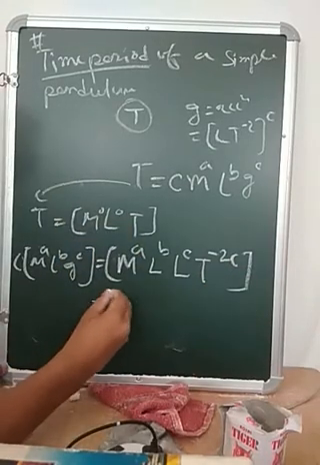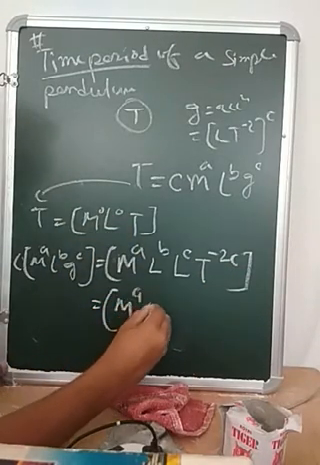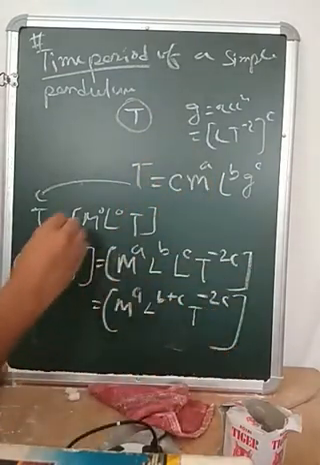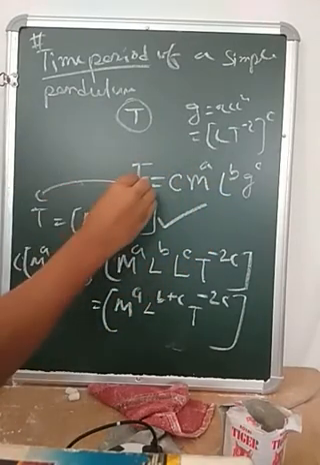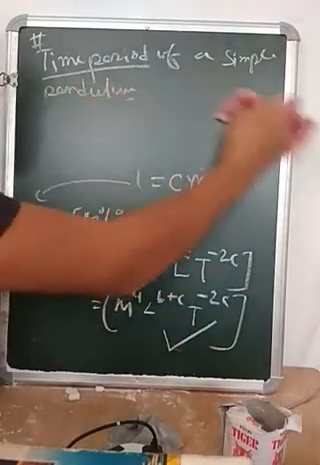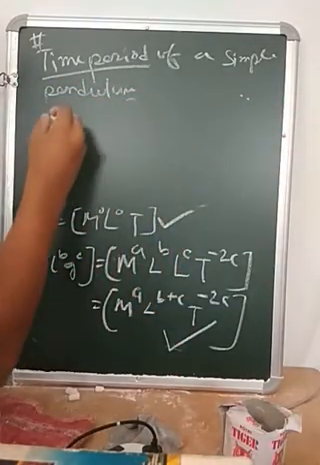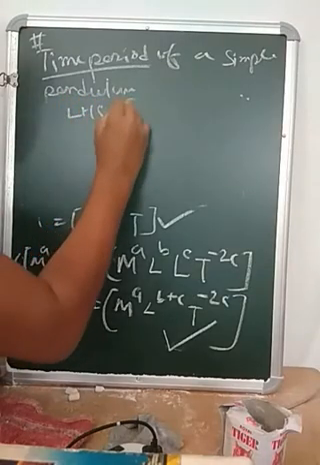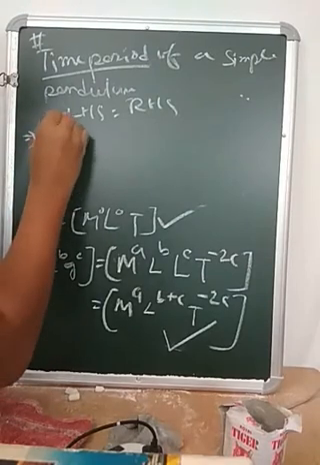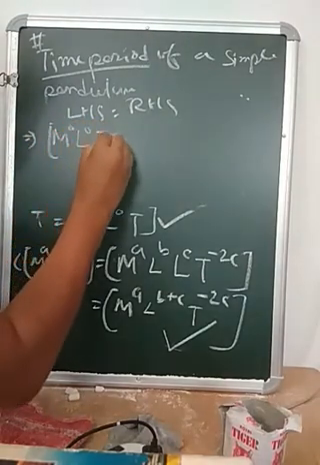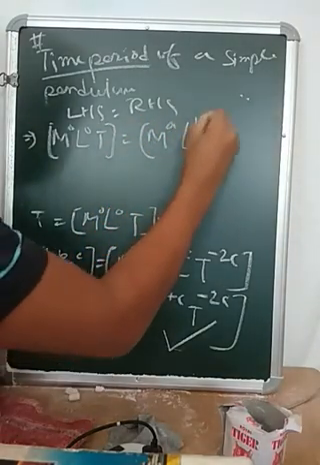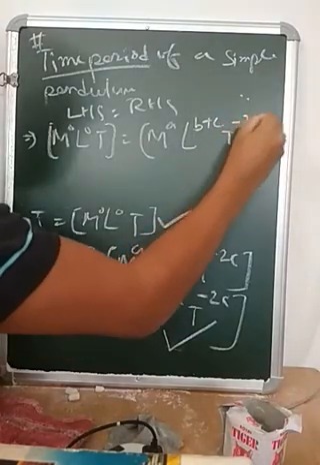If we simplify this: m to the power a, l to the power b plus c, and t to the power minus twice c. This is the dimension formula for the right hand side, and the earlier one is for the left hand side, time. Now equate both sides. Equating left hand side to right hand side, we get m⁰ l⁰ t¹ equals m^a l^(b+c) t^(-2c).